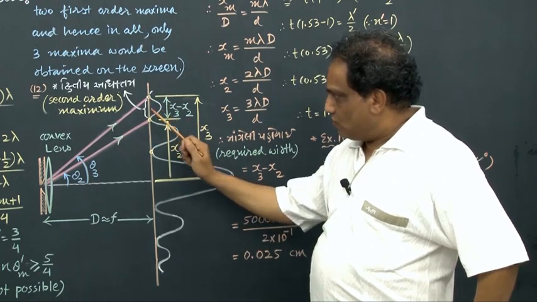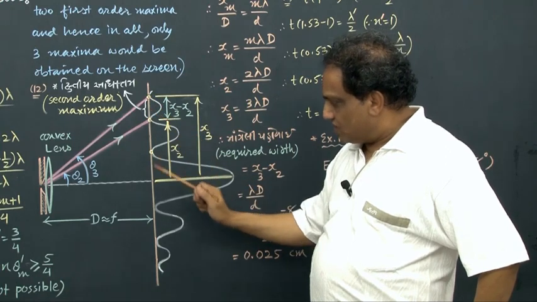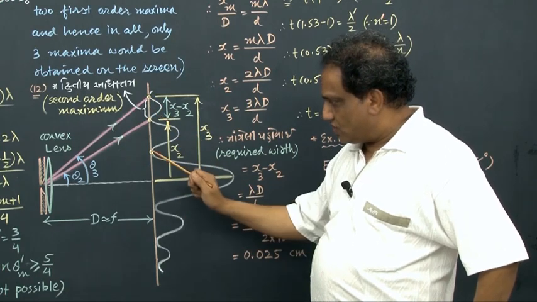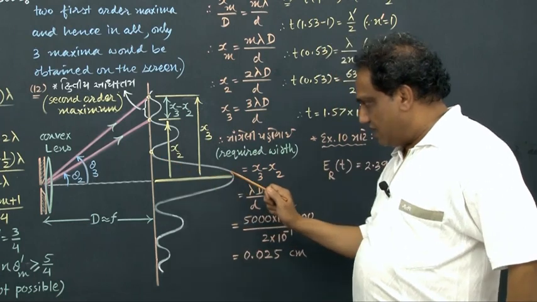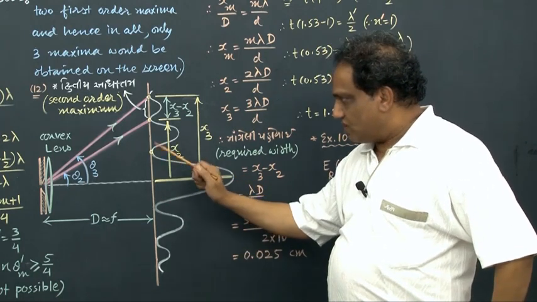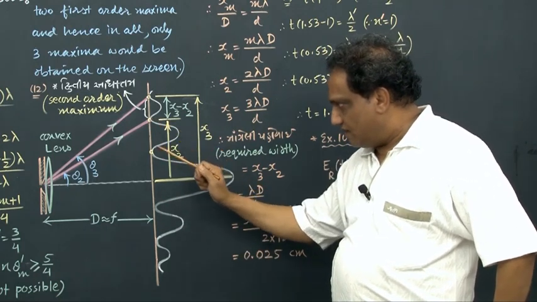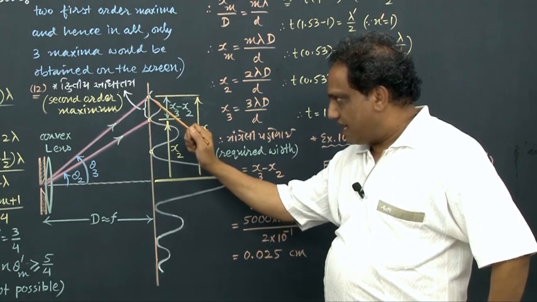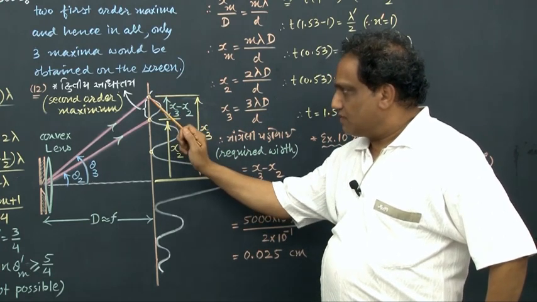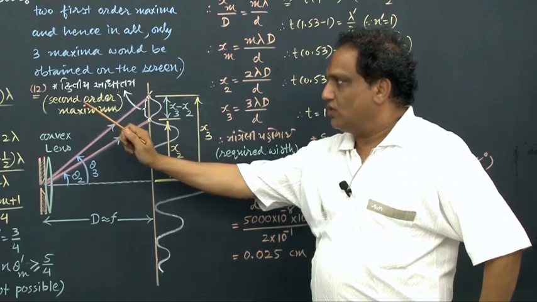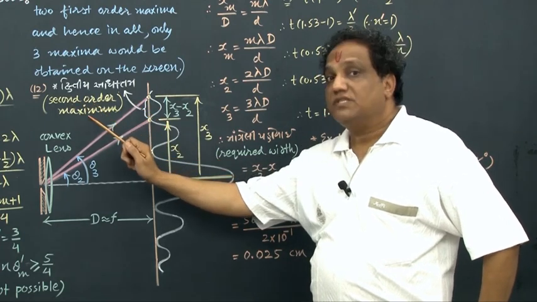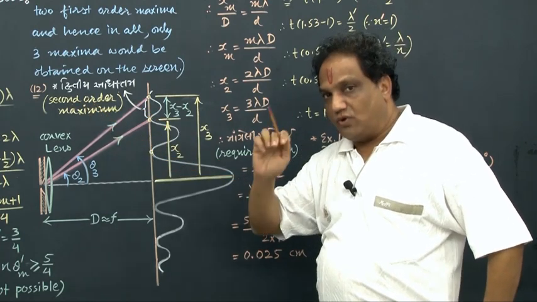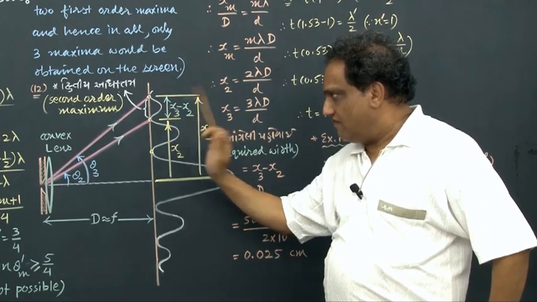Now between these two first order minima, what is this? Central maximum. Between these two, what is this? First order maximum. Between these two, what is this? Second order maximum. So this much width is what I am showing you for the second order maximum. And you require this much width, okay, fine.